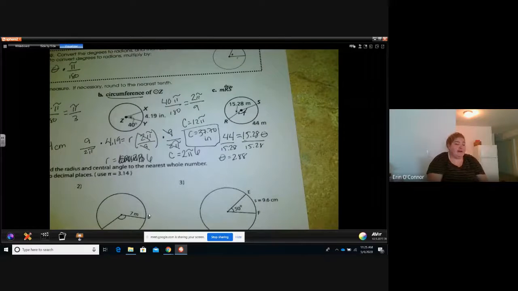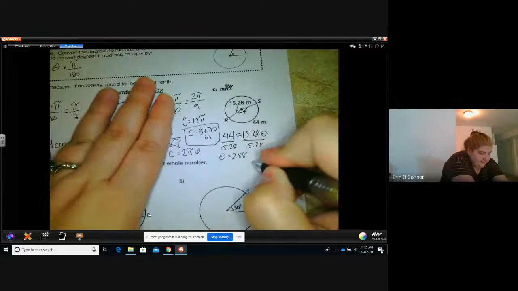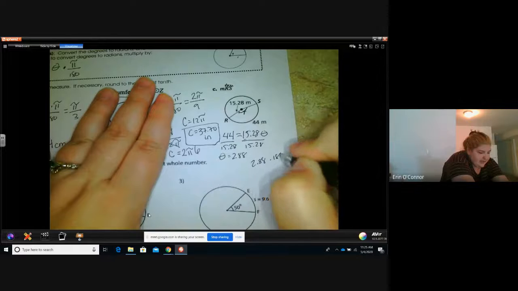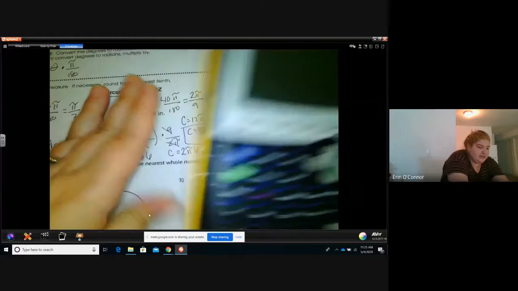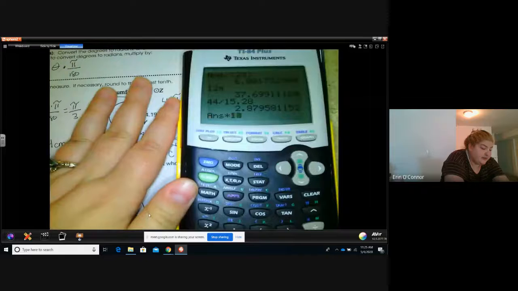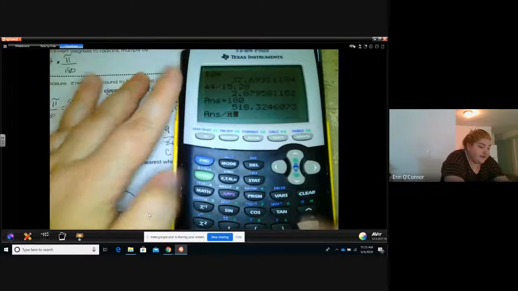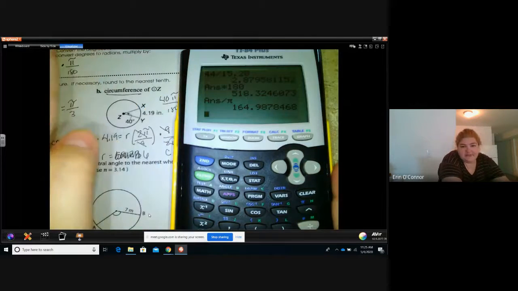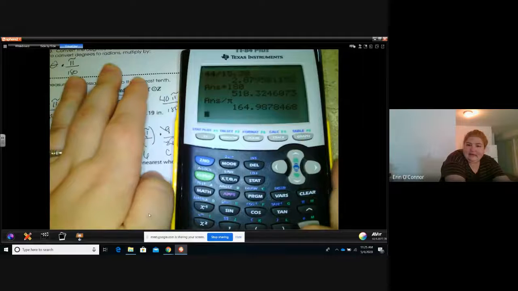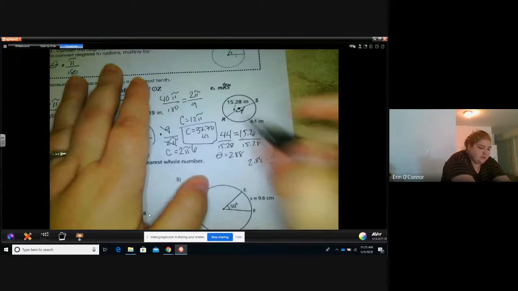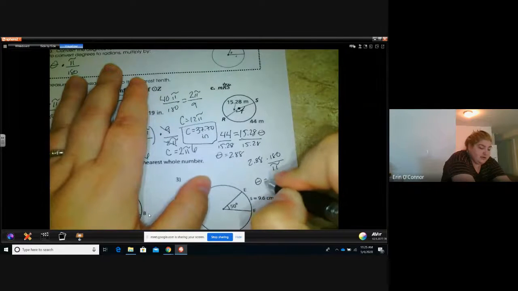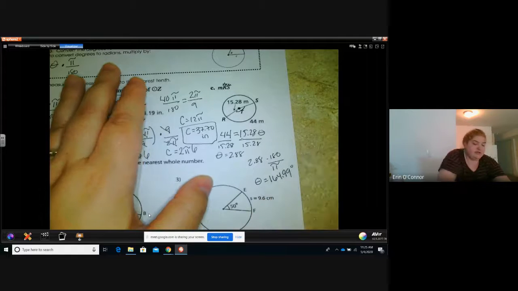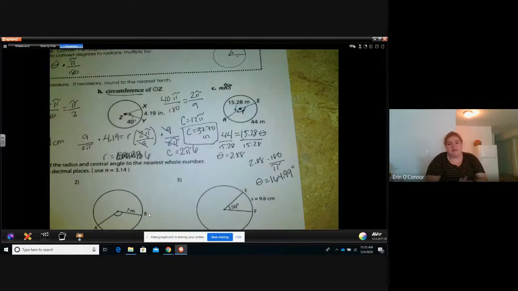Now I could convert this back into degrees if I wanted to at this point. And to convert into degrees, I do 2.88 times 180 over pi. So that times 180 divided by pi. And I get roughly 165 degrees. It's 164.98. No, 99, sorry. 164.99. So theta is equal to 164.99 degrees. And the reason I did that is just because we were working with degrees the rest of it.